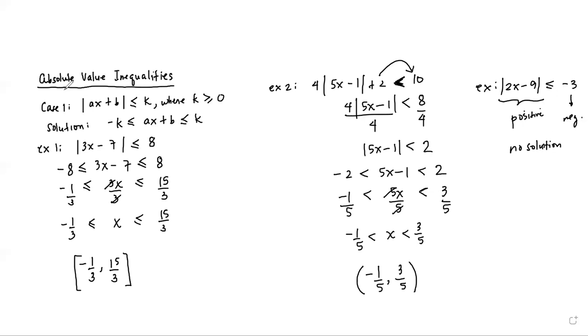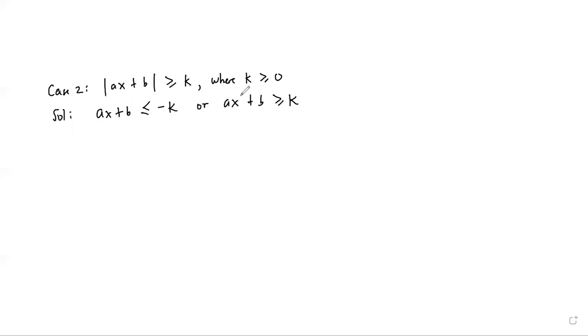Now for the second case of absolute value inequalities, we consider the inequality absolute value of ax plus b is greater than or equal to k. And then again, we restrict k to be a non-negative real number. So for the solution here, we shall solve for ax plus b is less than or equal to negative k. And we also solve for ax plus b is greater than or equal to k. Now, if the original inequality is strict, then that means the solution will not contain the equal sign.